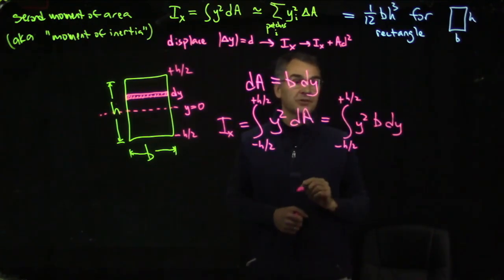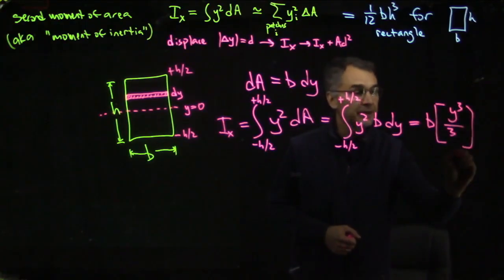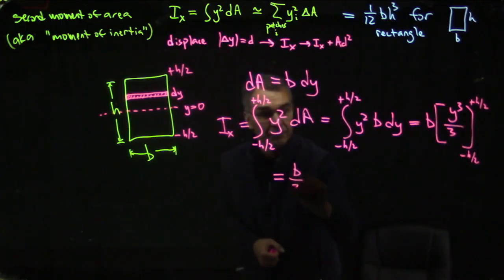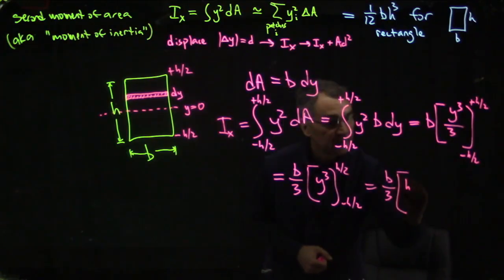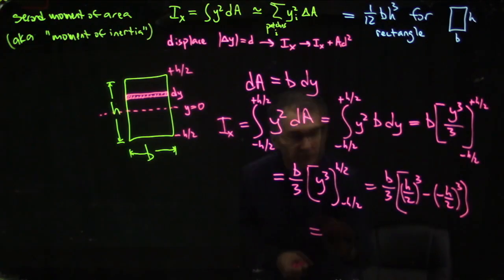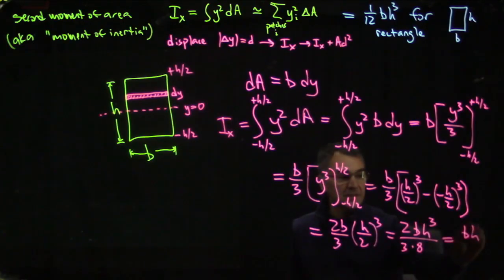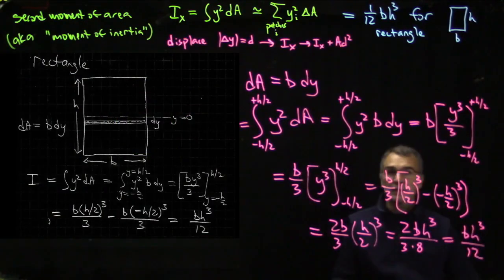b is just a constant, so this is b times y cubed over 3, evaluated from minus h over 2 to plus h over 2. So that's b over 3 times h over 2 cubed minus minus h over 2 cubed. That's bh cubed over 12. We did it. So with a little bit of calculus, you can see where that comes from. And on the next page, you have my pre-written math for the same thing.